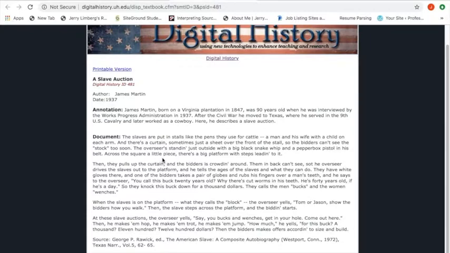Across the square, a little piece, there's a big platform with steps leading to it. Then they pull up the curtain and the bidders are crowding around. Them in back can't see, so the overseer drives the slaves out to the platform and he tells the ages of the slaves and what they do. They have white gloves there, and one of the bidders takes a pair of gloves, I think they mean gloves here, and rubs his fingers over a man's teeth. And he says to the overseer, you can call this buck 20 years old.